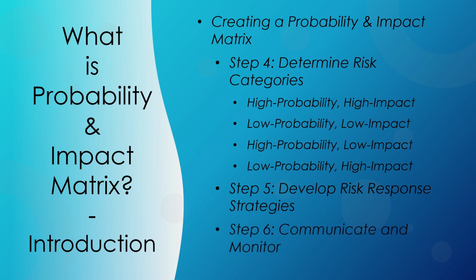Finally, the probability and impact matrix should be communicated to stakeholders and project teams. It can serve as a reference point for ongoing risk monitoring and control. As the project progresses, the matrix can be updated to reflect changes in risk assessments. The probability and impact matrix is a powerful tool for assessing and prioritizing risks in project management. It provides a visual representation of risks, allowing project managers to focus on the most critical issues and develop effective risk response strategies. By understanding this tool, project teams can improve their risk management practices and increase the likelihood of project success.